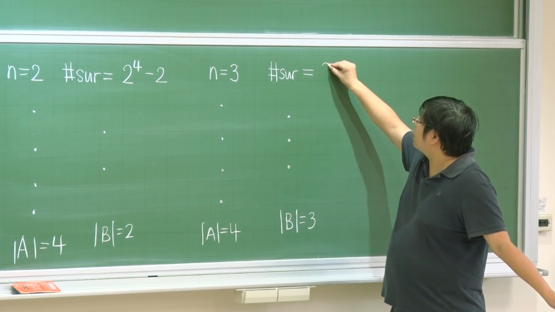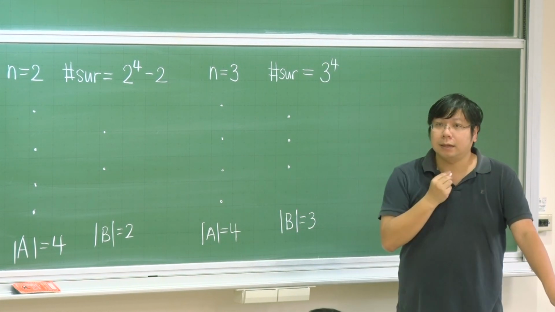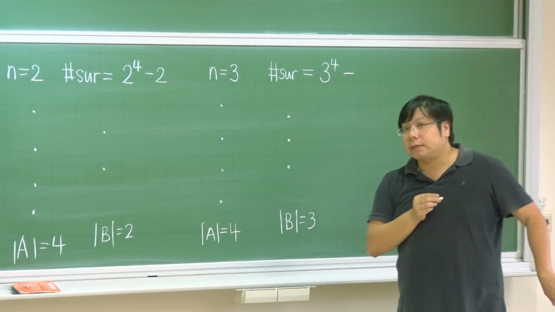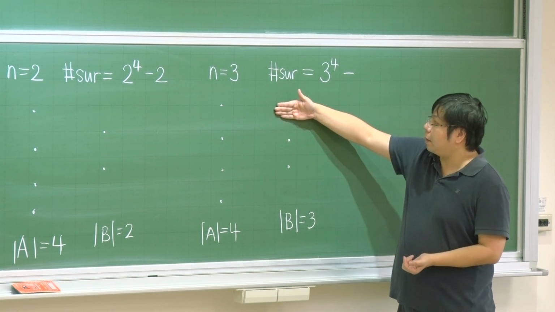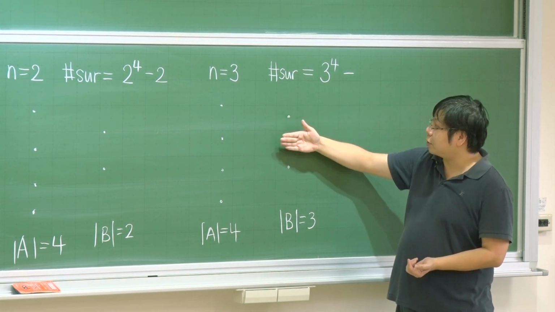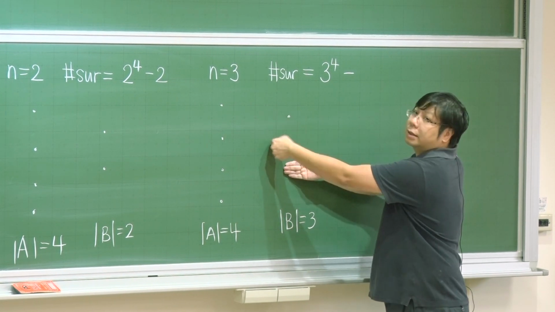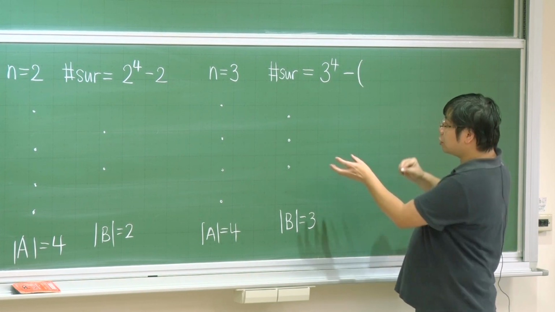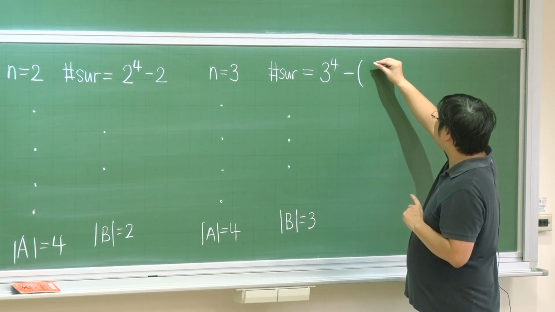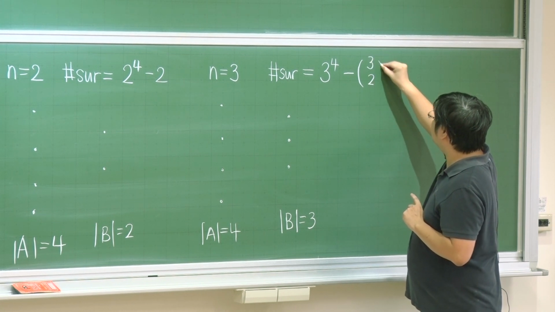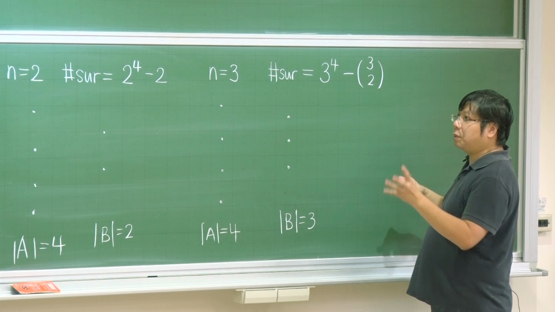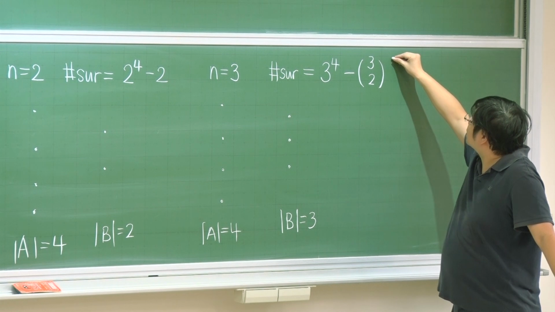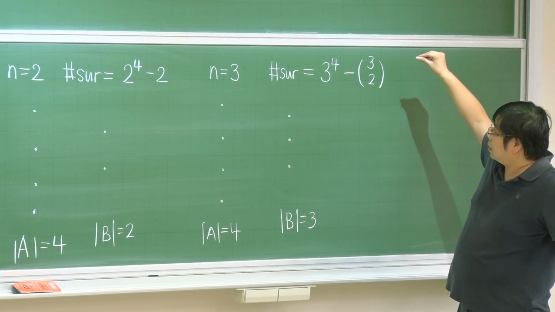So the total number of functions turned out to be 3 to the power 4. But now we have to minus what? Minus the case where maybe we are just using these two items, or maybe we are just using these two items. We should minus the case that we are just using two items out of three items. So we should minus 3 choose 2, the number of ways that we can form surjections with two items. So in that case, this is this number.